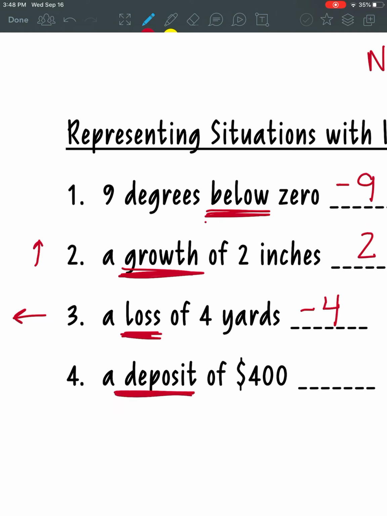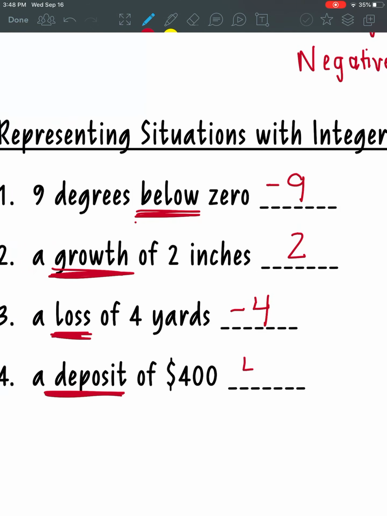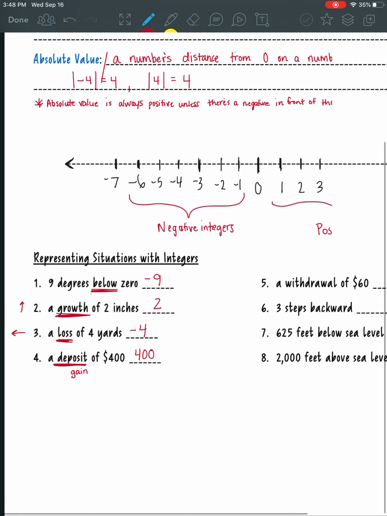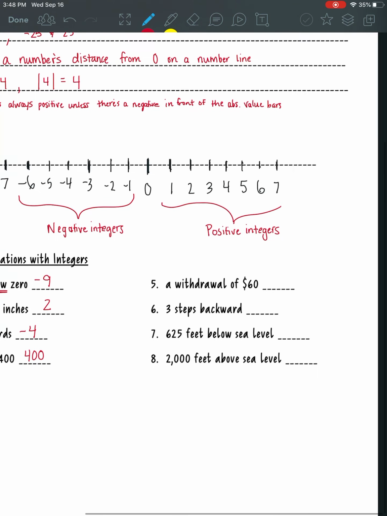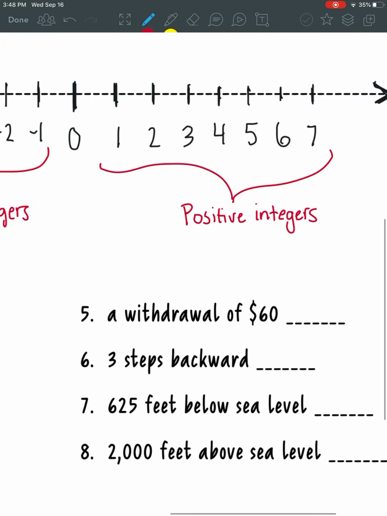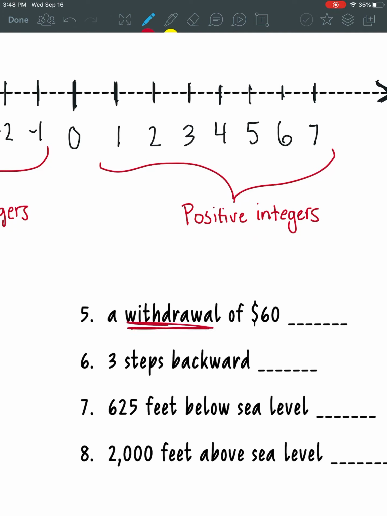Okay. A deposit. Deposit, here's our hint, our helpful word. Think about if you deposit money into the bank. What are you doing? Deposit means that you are putting money in there. So that means you're gaining that money. So $400, that would be a positive integer. Okay, and I'm going to put down here that we're gaining that money. That's what we're earning. Okay, what I'd like you to do is pause the video here and see if you could figure out 5 through 8 and write a positive or a negative number for those. And then when you're done, you can play the video and see if you have them correct.